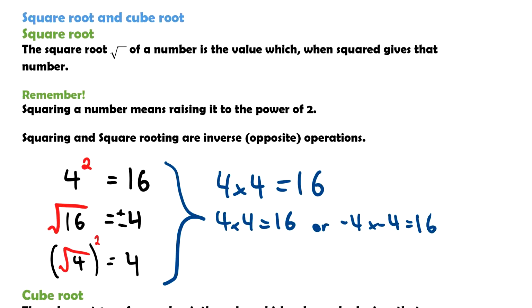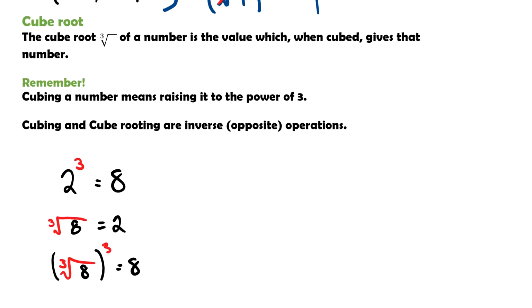As I mentioned before, squaring and square rooting are inverse operations. So if I have something such as the square root of 4 squared, the square root and the squaring cancel out, and what is left over is the number that's inside, the 4. That is what we call inverse operations, and that will come in handy when you cover topics such as equations. The next thing we're going to look at is the cube root.